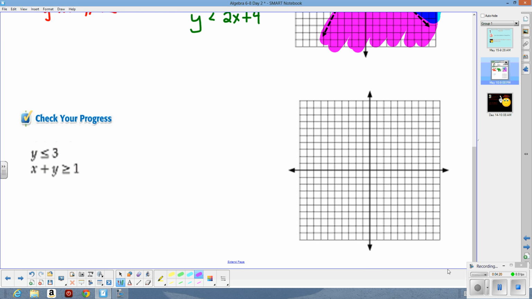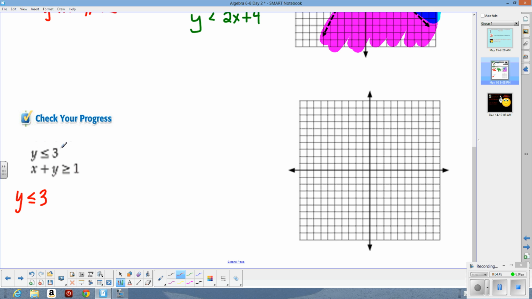You may want to pause the video and try the next one on your own. The first inequality, y is less than or equal to 3. Remember, when you only have one variable, just an x or just a y, it's either going to be a horizontal or vertical line. And in this case, we're talking about all the places on the graph where y is less than or equal to 3.